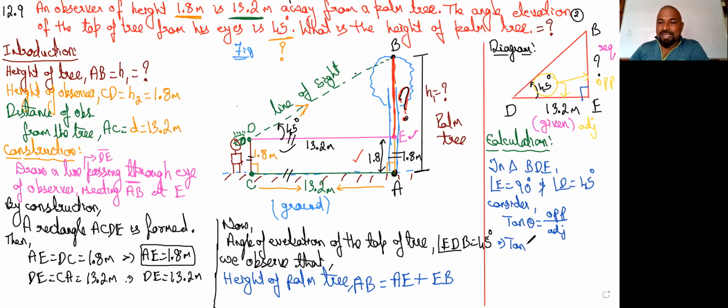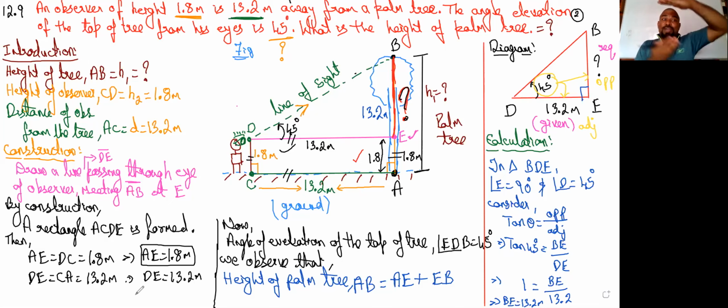So tan 45 degrees is equal to, which is the opposite side? It's BE. And which is the adjacent side? It's DE. Tan 45, obviously, is 1. So BE, we don't know, we have to find that BE now. BE by DE is 13.2. If you cross multiply that, we get BE as 13.2 meters. So the question mark is 13.2 meters. We got it.